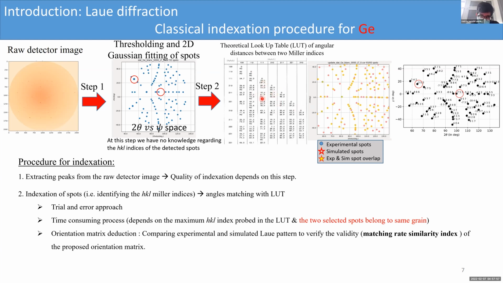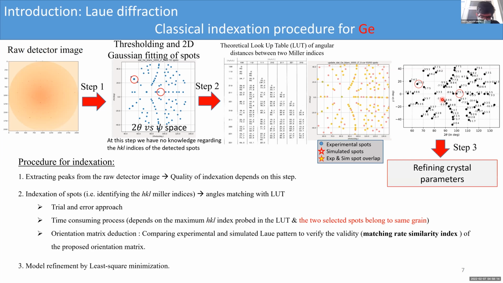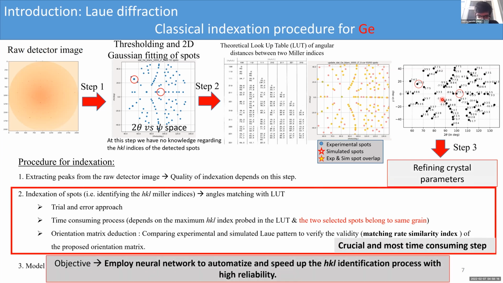Once you find your solution in the lookup table, you can simulate a Laue pattern with the same parameters, and then you can overlap it on top of your experimental Laue patterns, and that is how you will index it with confidence, saying that, okay, these spots correspond to these HKLs. And the final step is, of course, the strain refinement. But before that, we need to be sure that the indexation is perfectly done.